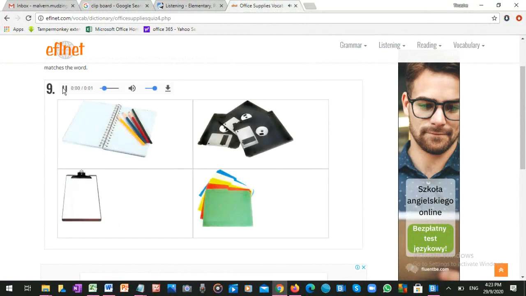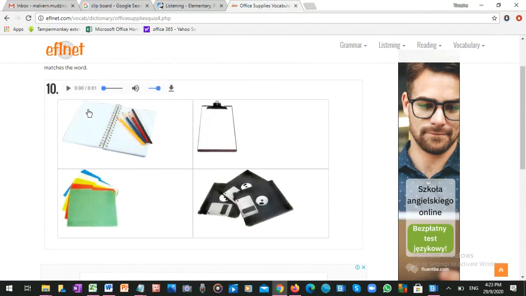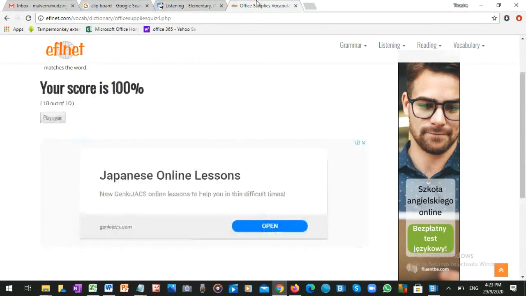Next one. File folders. Four. Well done. And the last one is floppy disk. Four. Well done. Got everything correct? Okay. Let's move on.